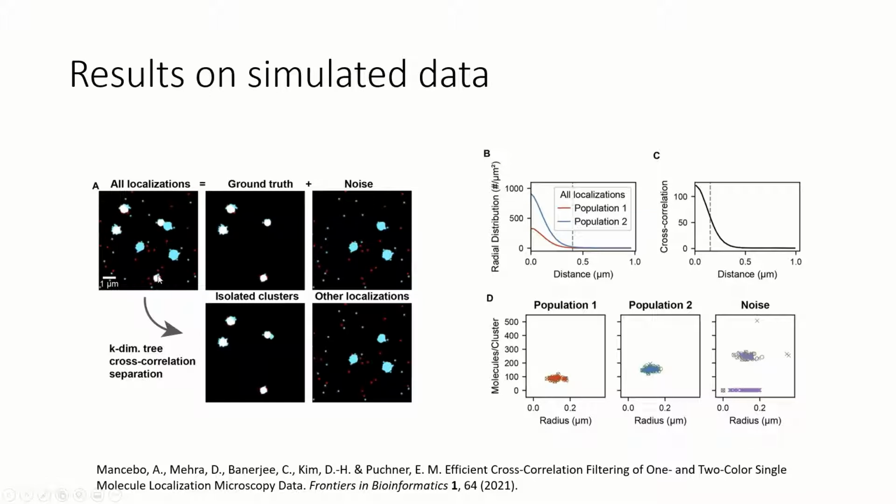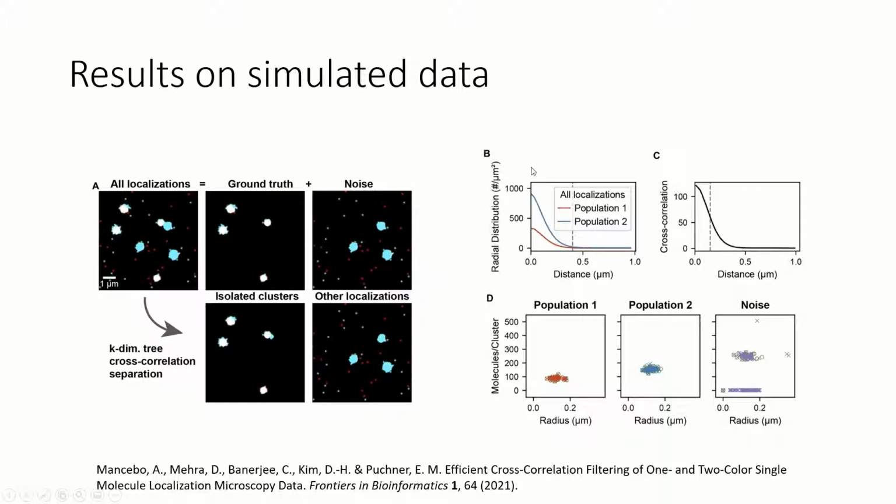So we have all localizations combined here, which consists of ground truth with noise added. This noise consists of single localizations as well as these large clusters that don't co-localize with anything in the ground truth. And then applying the method, we can recapitulate the isolated clusters, which corresponds to the ground truth with some additional error, as well as the other localizations, which consist of mostly the noise and the large clusters.